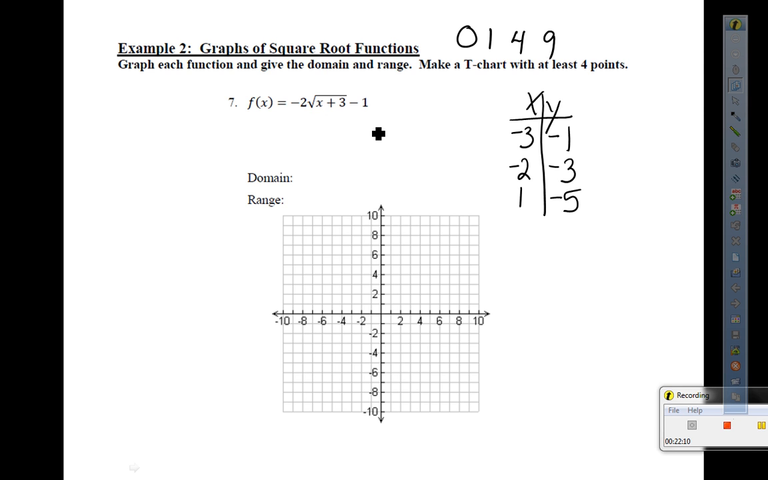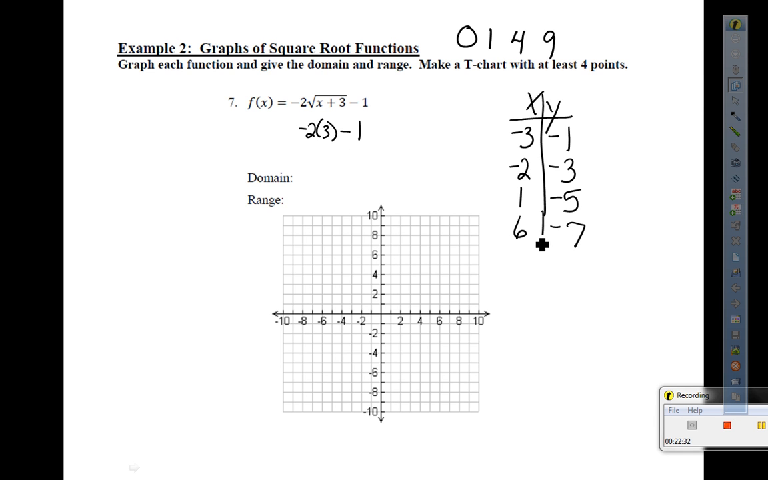And then now let's pick on a 9. Something plus 3 is 9. What's that something? 6. Well, 6 plus 3 is 9. The square root of 9 is 3. So I've got -2 times 3 minus 1. -2 times 3 is -6. Minus 1 more is -7.